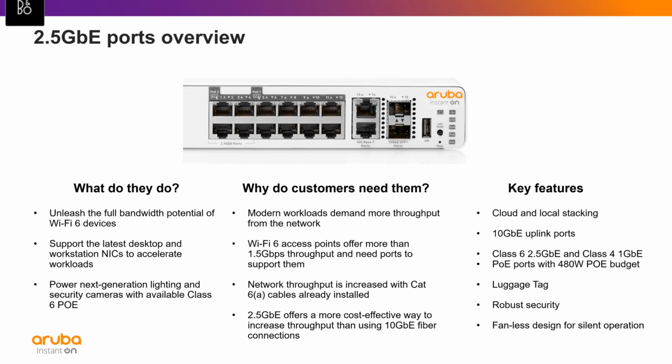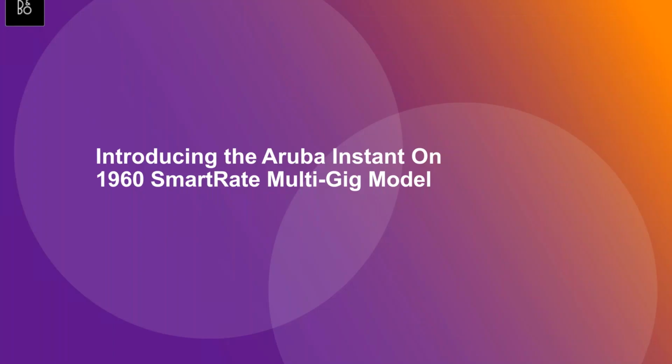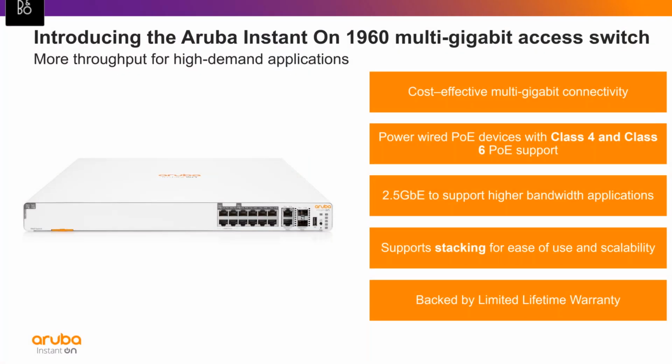And then we talked about some of the robust security capabilities of the 1960, as well as there's some that also have a fanless design. This one in particular is a fanless product. So again, I walked through a lot of this, but this is cost effective multi-gig with 2.5 gig support for class 4, class 6 PoE, right? This is really meeting your higher bandwidth applications. We talk about the stackability. There's also a lifetime warranty. I'll cover a little bit more about that along with some of the additional support options that you should definitely be recommending with this product.